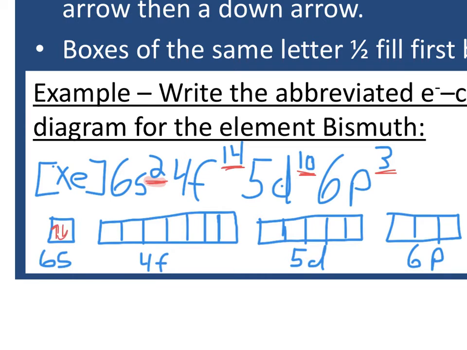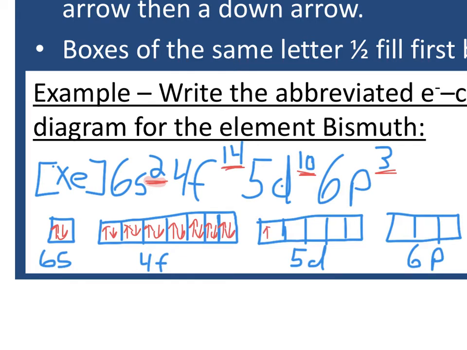For 4f, I have to put in 14 arrows. Each box gets 1, 2, 3, 4, 5, 6, 7. All right, now that the boxes are half full, I can put in the other 7: 8, 9, 10, 11, 12, 13, 14. There's my 14 4f electrons.